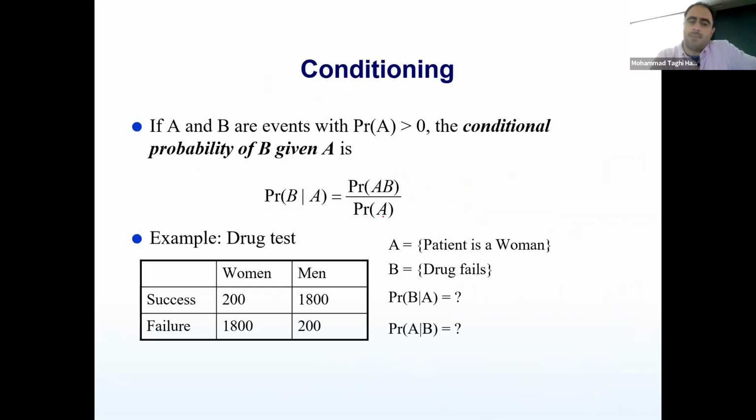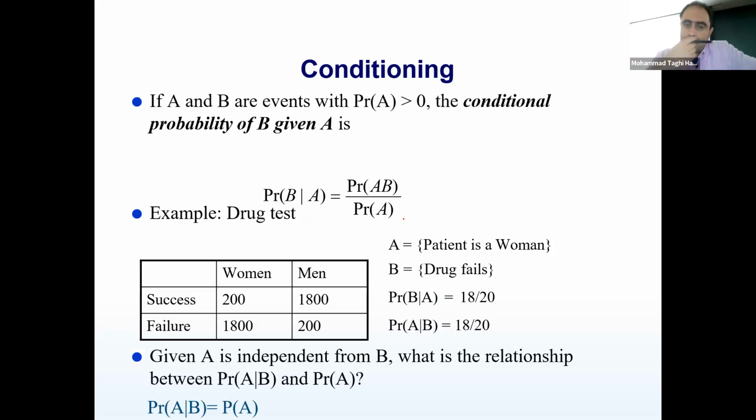So let's see an example. Consider a drug test, and then we have women, men, success, and failure according to this table. So here, A essentially means the patient is a woman, B means the drug fails, and we want to compute these two probabilities, B conditioned on A and A conditioned on B. We need to use this formula. So let's compute the first one.